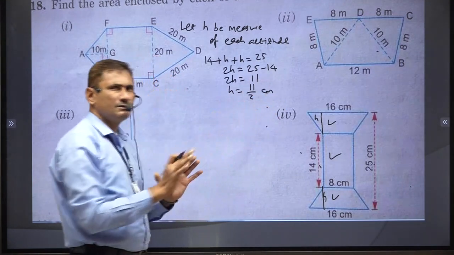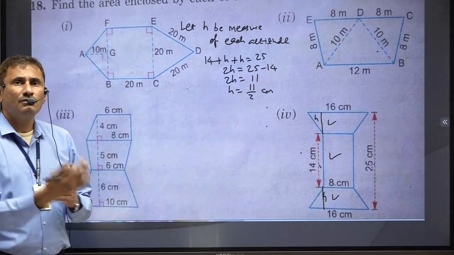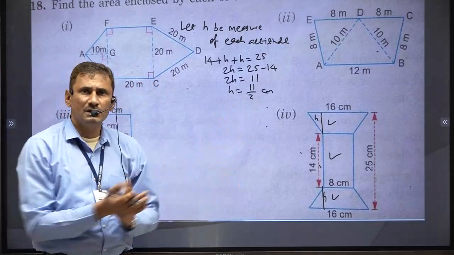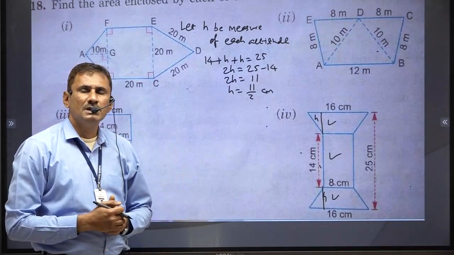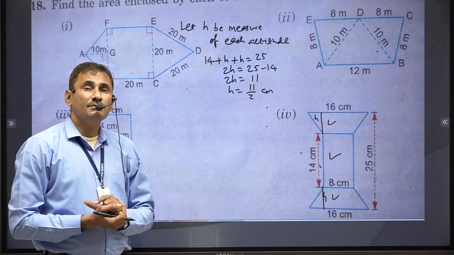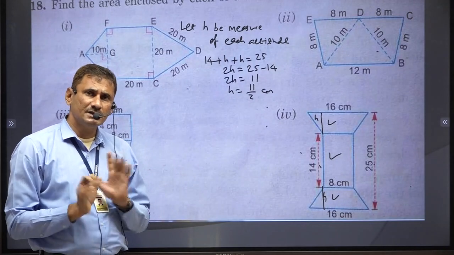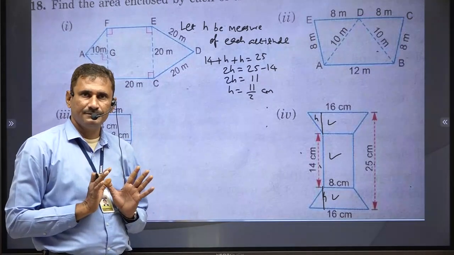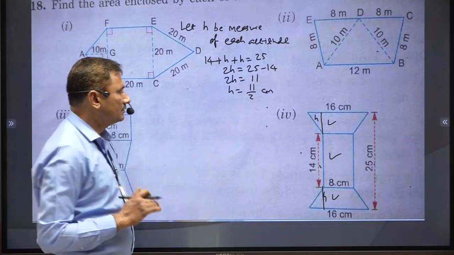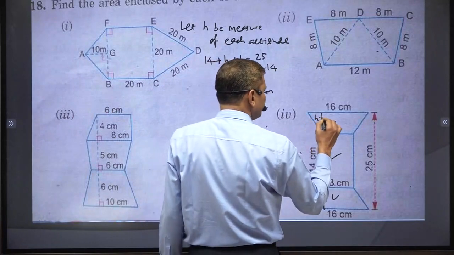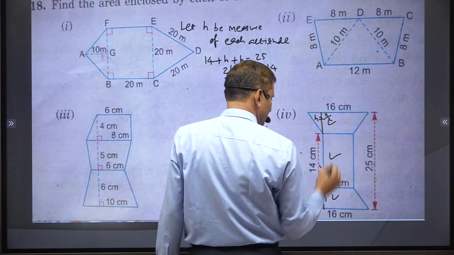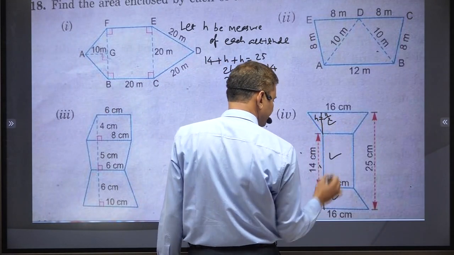Don't convert it into decimal because we want to put this value in a formula, so at that time it would be useful. If you find any measurement in between, don't convert it into decimal. Just keep it in simplest fraction. So we got it now. It is 11 by 2, and here also 11 by 2.